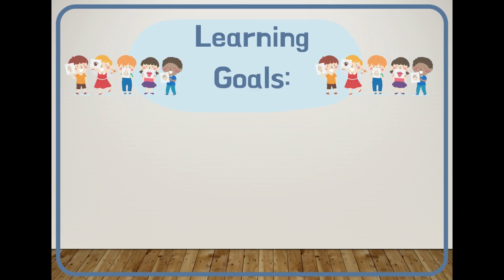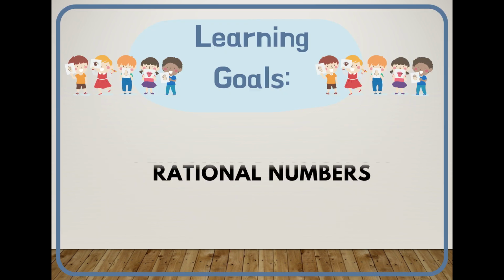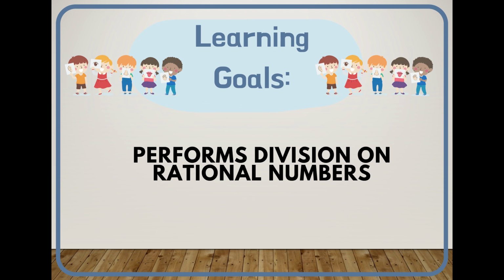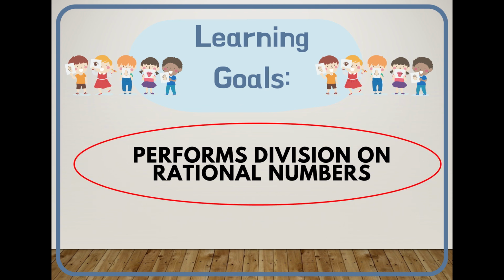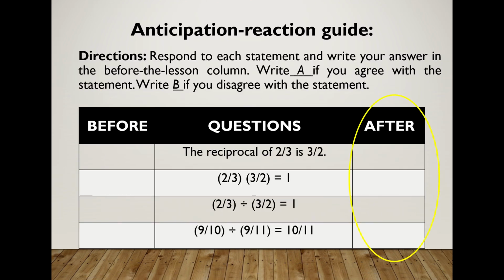Okay? Let's check if you really understand the lesson for today. Perform divisions on rational numbers. Okay? We attain this one. Let's check if we really attain the objective for today. Please get your paper and now answer the after the lesson activity. Again, write A if you agree with the statement and write B if you disagree with the statement. You have only 1 minute to answer this activity.